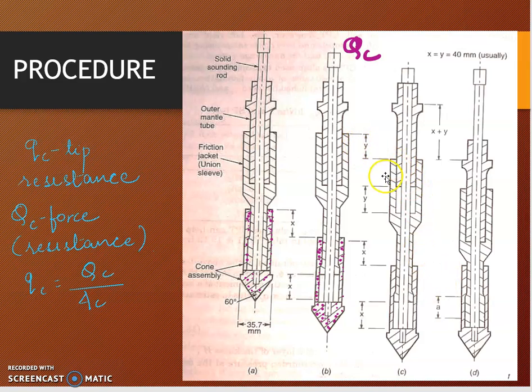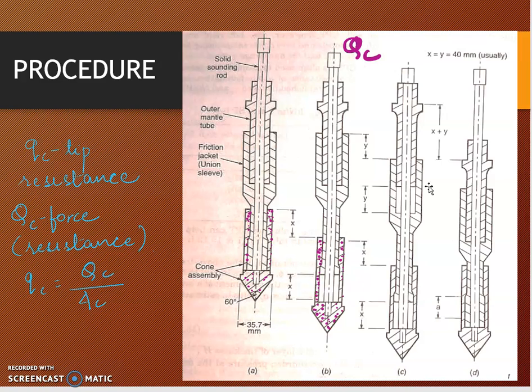Now, can you see what is moving in this? In this now, this friction jacket has moved downwards. So the total movement is X plus Y. Can you see this? Okay. So now the sounding rod is moved further downwards by depth Y. Now this Y is equal to 40 mm, which pushes the friction jacket as well as the cone assembly together.